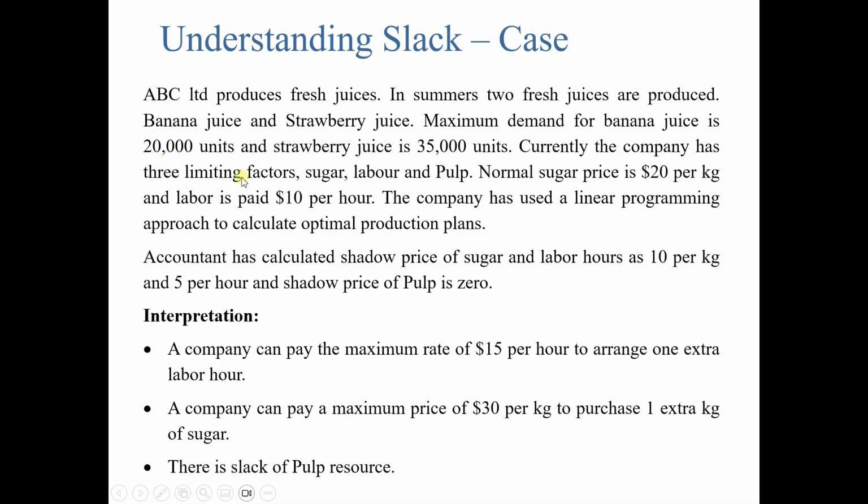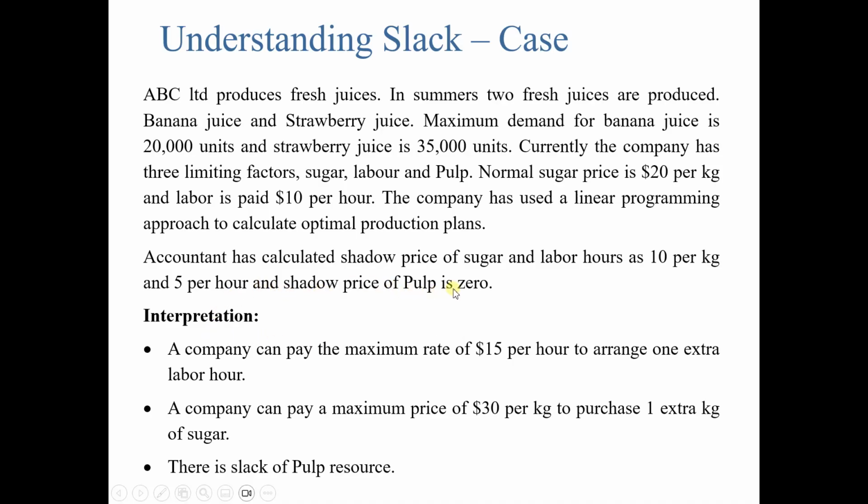You can see that the maximum demand for banana is 20,000 units and strawberry is, let's suppose, 35,000 units. Currently, the company has three limiting factors: sugar, labor, and pulp. You can see sugar is $20 per kilogram, and labor is paid $10 per hour. The company has used a linear programming approach to calculate the optimal production plan, which gives us the result of how much banana juice and strawberry juice I should produce within the given limitations. The accountant has calculated the shadow price of sugar and labor as 10 per kilogram and 5 per hour.